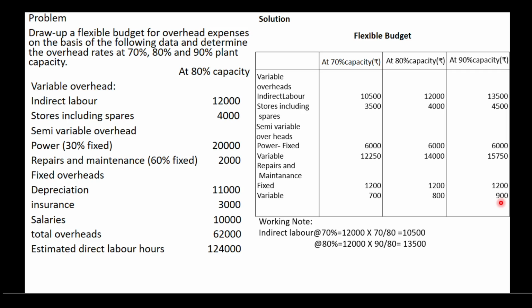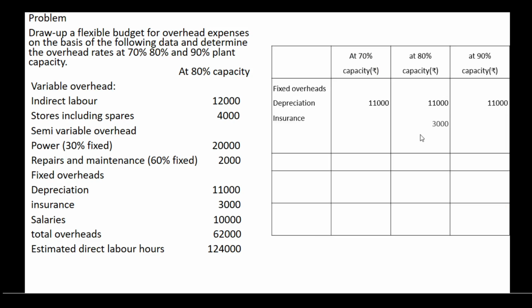And the next, the insurance amount is 3,000 at 80% capacity. Okay, the insurance at 80% capacity 3,000. The same amount is also entered under the 70% and 90%. 3,000, 3,000. And another one, that is the salaries. The salaries rupees 10,000 at 80% capacity. Salaries 10,000 and under the 70% and the 90% it is also 10,000 and 10,000.